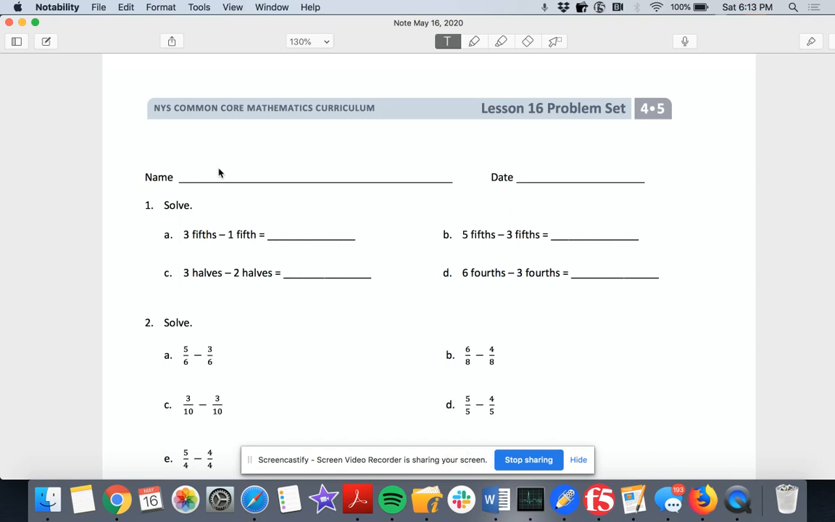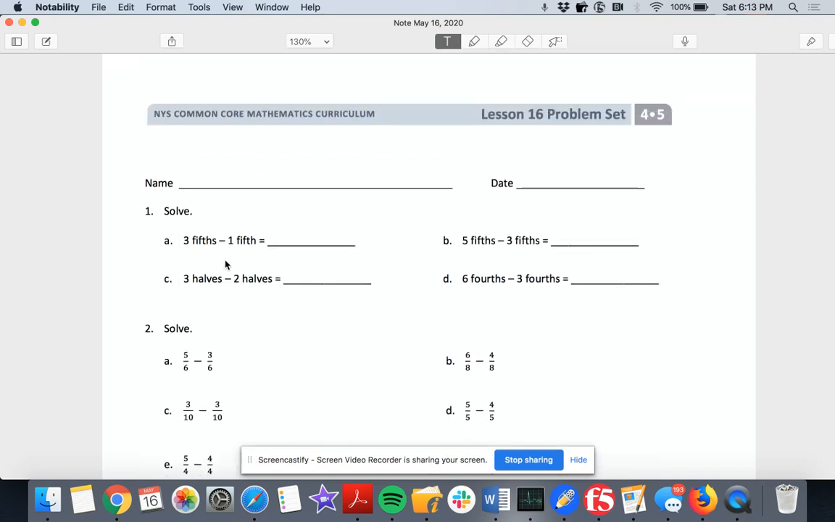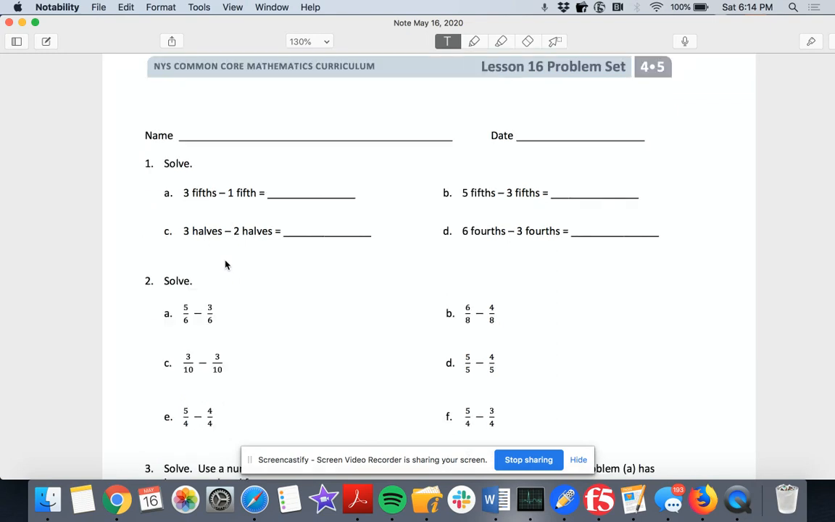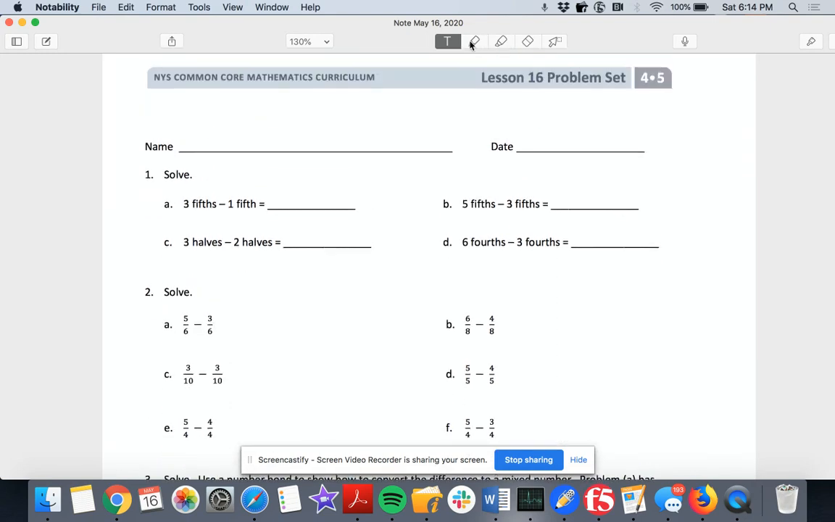It's fourth grade. Pretty hard to believe, but in exactly 1 month from today, we will all be done with school. It'll be summertime, so we are definitely in the final stretch right now. And today we'll be working on this lesson 16 problem set. I got a red highlighter today. And pretty much what we'll be doing is adding and subtracting fractions by using number bonds and even number lines to help us.